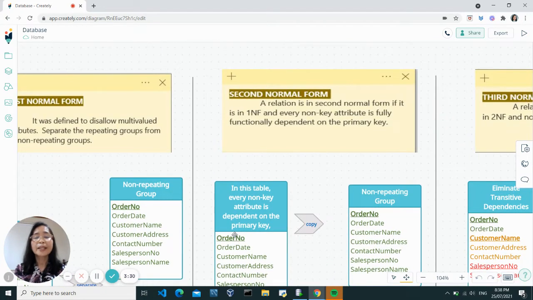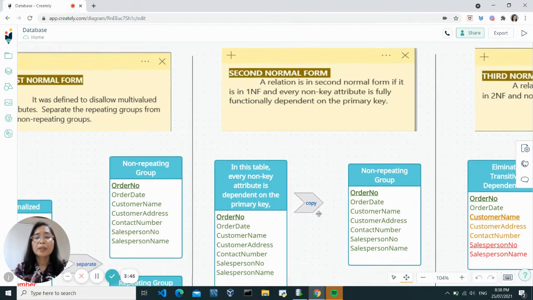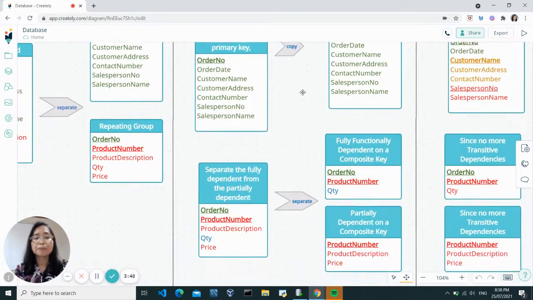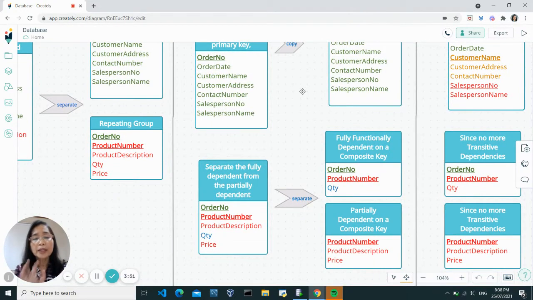Okay, now the second normal form says a relation is in the second normal form if it is in first normal form and every non-key attribute is fully functionally dependent on the primary key. Now, what does that mean? It means that you focus your attention on the table that has the composite primary key. In this case, you focus your attention here.